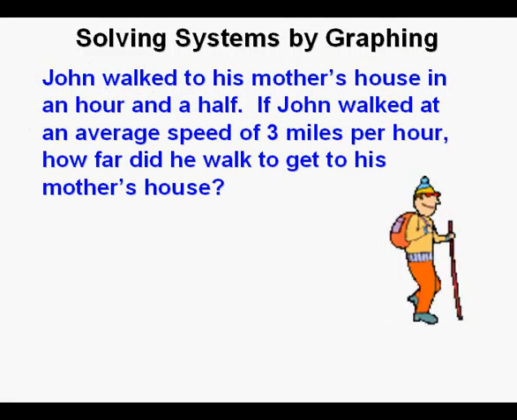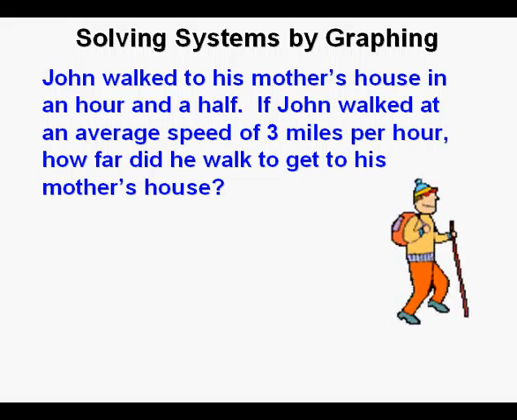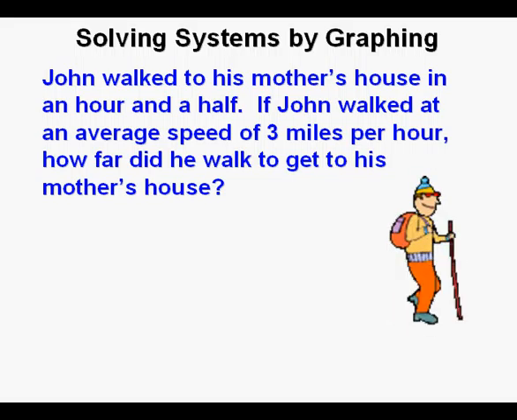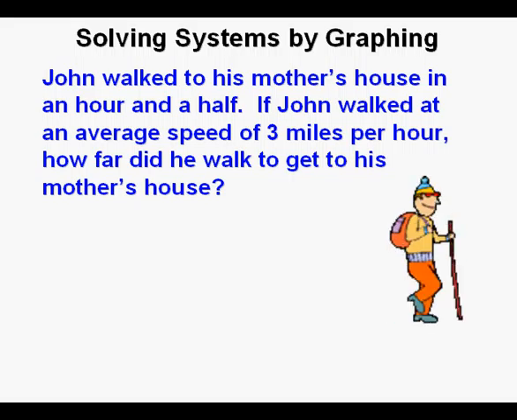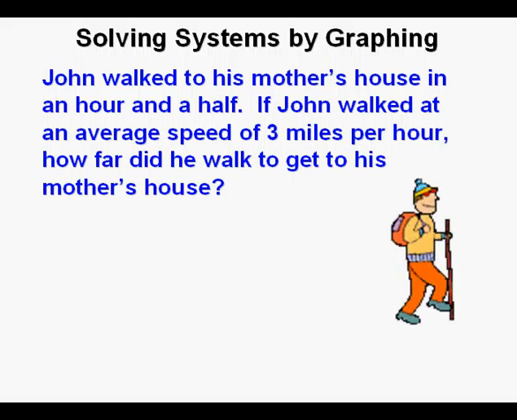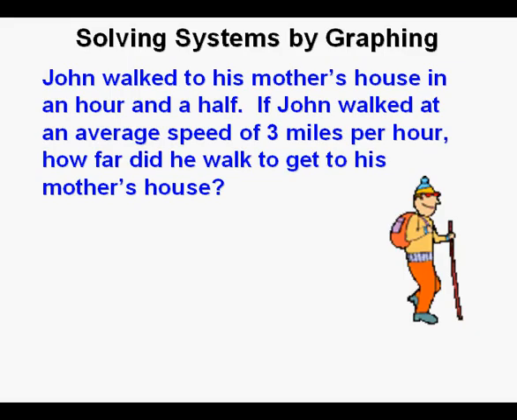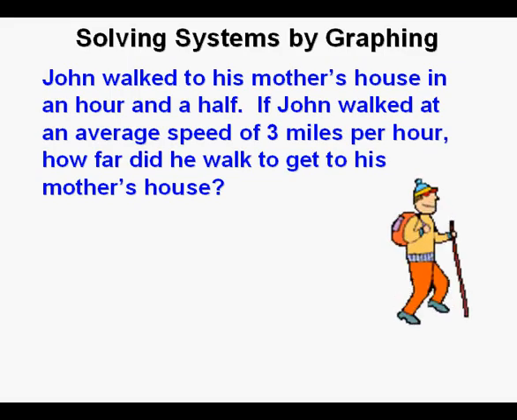John walked to his mother's house in an hour and a half. If John walked at an average speed of 3 miles per hour, how far did he walk to get to his mother's house? In these two problems, the numbers are such that the answers should be pretty easy, but they are really both systems of equations. The purpose of these two examples is to show that you are already familiar with systems of equations from everyday life. So conceptually, it shouldn't be too difficult to understand.